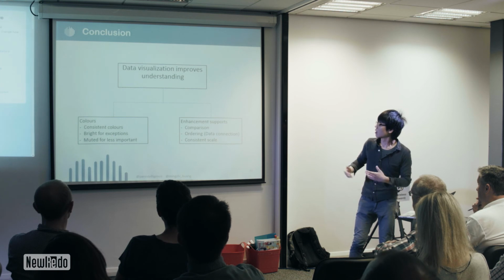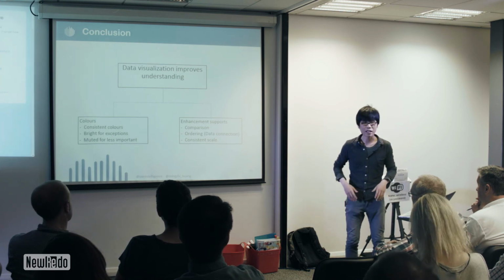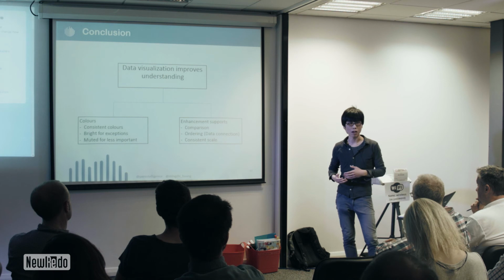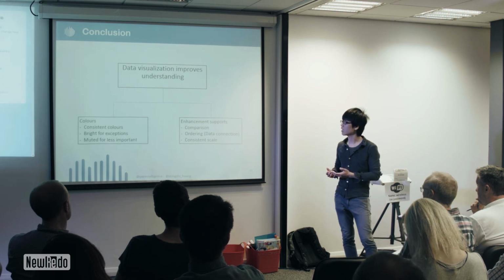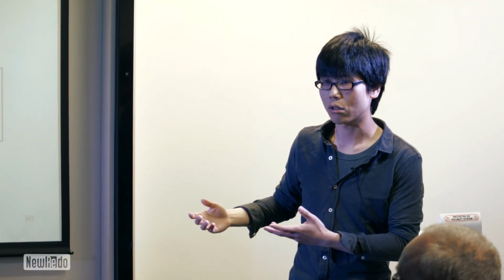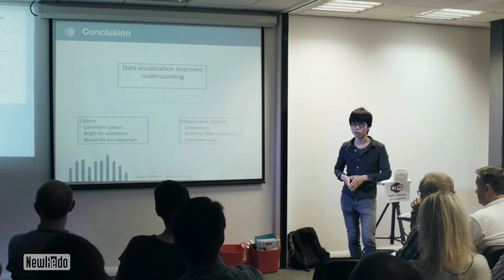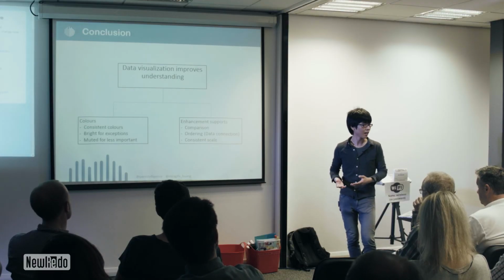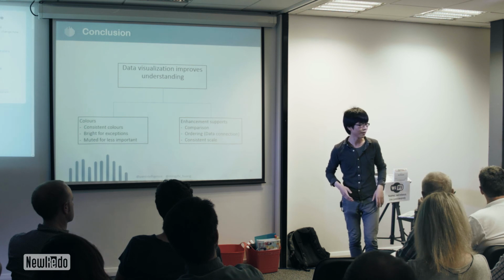So as a conclusion in here, we can use data visualization to help us to understand the data in a much better way. And then, yeah, improve understanding. We can just make some changes to colors and then make some enhancements related to comparison, ordering, and having consistent scales as well. Yeah, so with some improvements, we can make good use of data visualization to try to learn from the data in a better way to help us to do software development, okay?